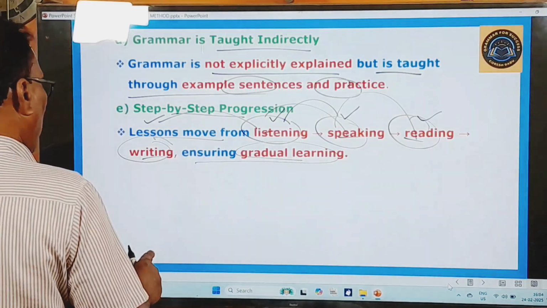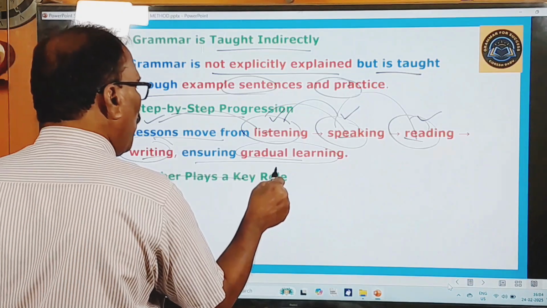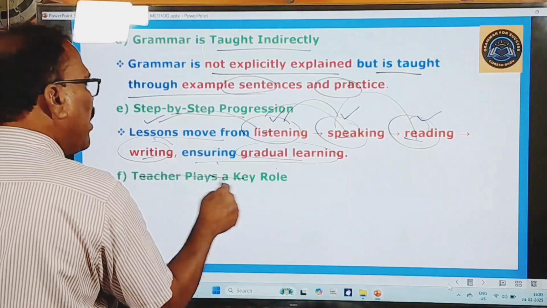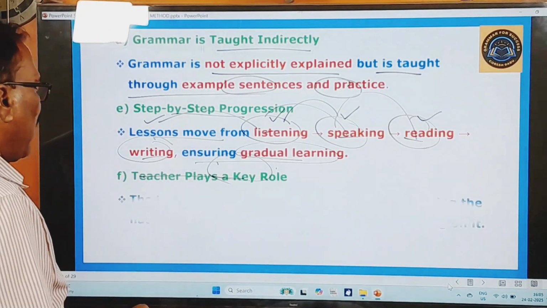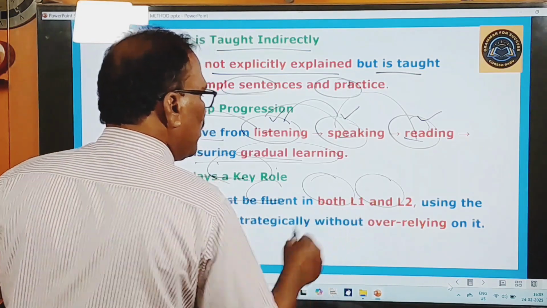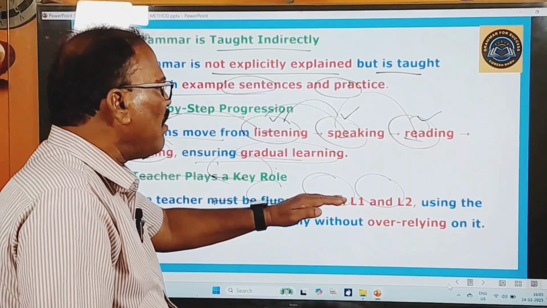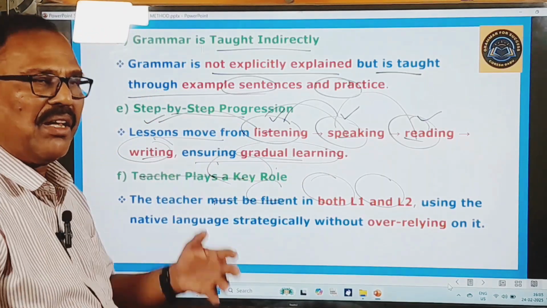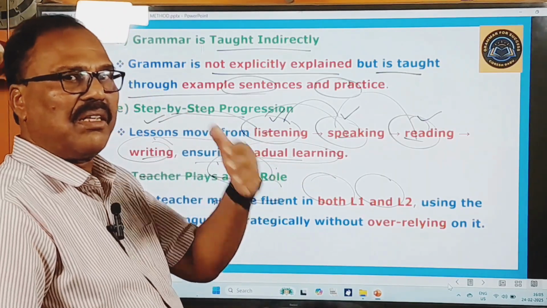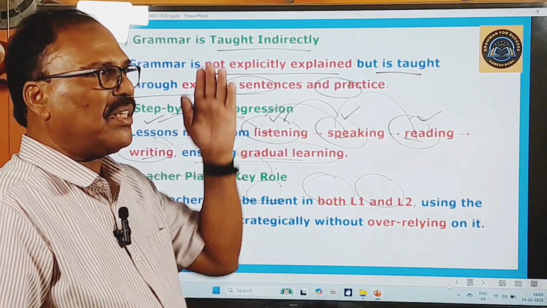Okay, that is there. And you go to the next important point, which is teachers play a key role. Teachers play a key role. What is the key role? Here you pay attention. The teachers must be fluent in both L1 and L2. So the teachers must be proficient in both L1 and L2. Otherwise, they cannot teach the students in this bilingual method, because the teachers are expected to be proficient in the L1.